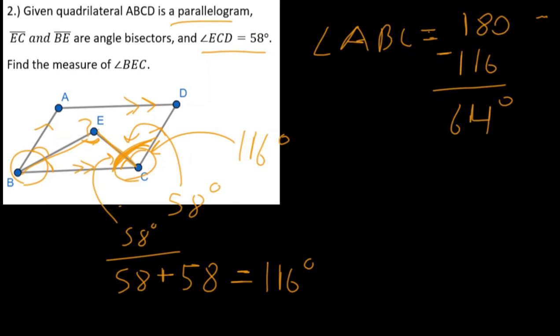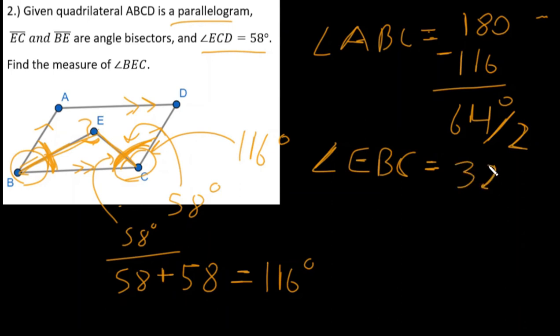Okay, so now that we know that this entire angle right here is 64 degrees, and we know that EB is an angle bisector, what we're really saying is that in order to find this small angle right here, EBC, all we have to do is 64 divided by 2. So we can cut this number in half and ask ourselves, what is half of 64? Well, that will of course give us 32 degrees.